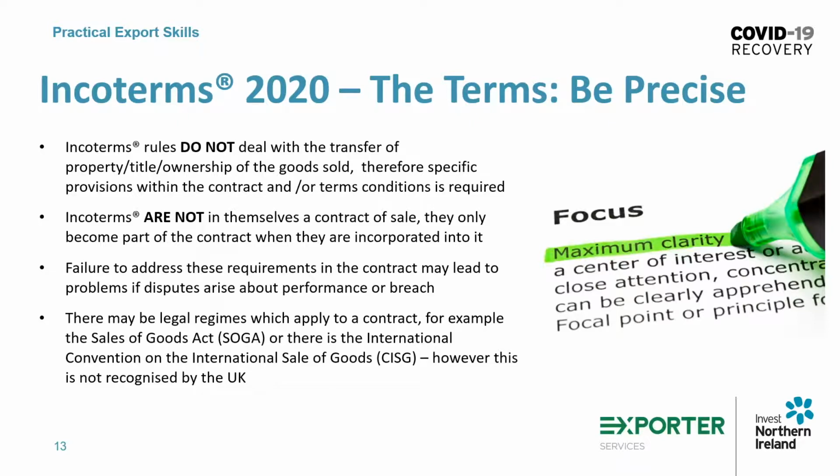So when we write Incoterms on our paperwork, what we do need to do is be precise. The Incoterms should be detailed very clearly. Incoterms rules do not deal with transfer of property, title or ownership of goods. The Incoterms are not in themselves a contract of sale, and failure to address the requirements may lead to problems and disputes later down the line.